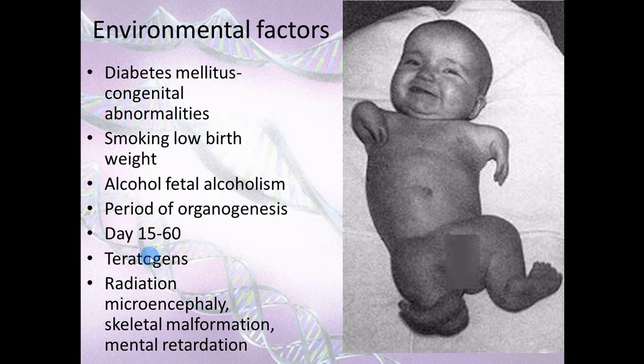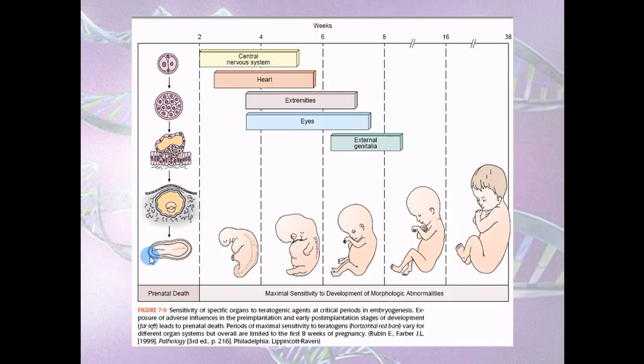So the most important days where teratogens can be exposed are actually day 15 through 60. And I'll show you. So here you can see days 15 through 60, you're developing most of the major organs. So here you can see the central nervous system, here the heart, here the extremities, the eyes, the genitalia. Most of those are developing in the first couple weeks to first month or two.